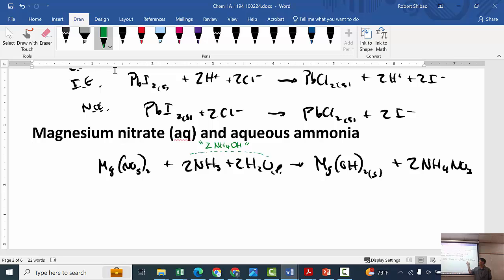This is the most common error. The most common error will be people put ammonium hydroxide here. You shouldn't put ammonium hydroxide because we want the major species, not the minor species there.